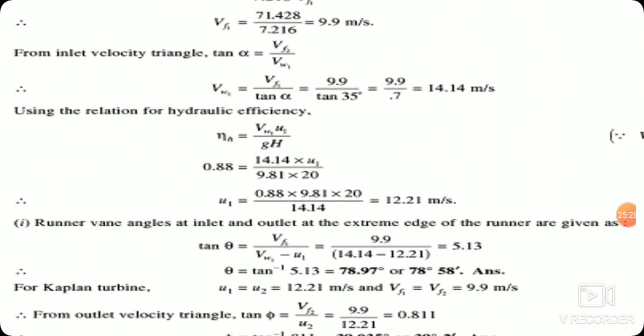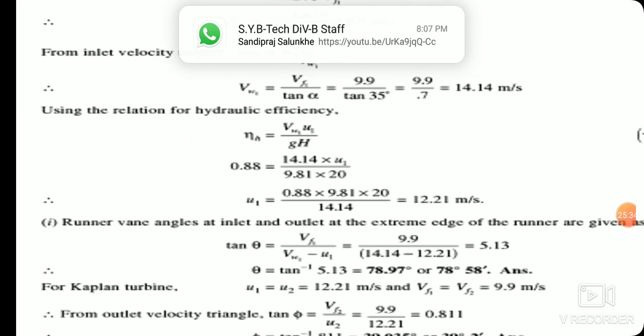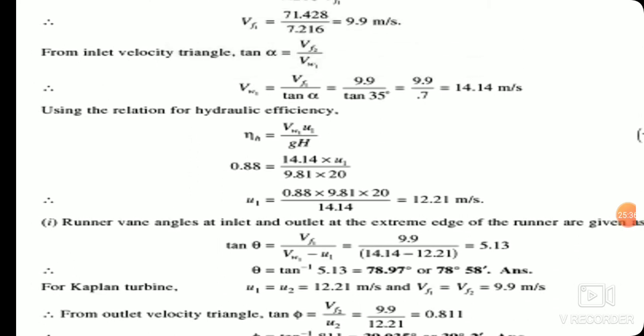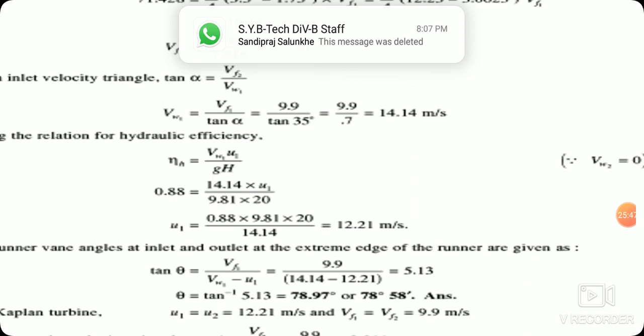Now we have to calculate the runner vane angle theta, again using the trigonometric relation. Tan theta is equal to Vf1 divided by Vw1 minus U1, which is equal to 9.9 divided by 14.14 minus 12.21, and is equal to 5.13. Therefore theta is equal to tan inverse of 5.13, which is 78.58 degrees.